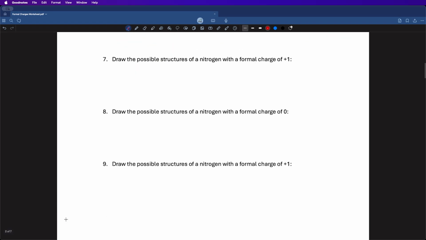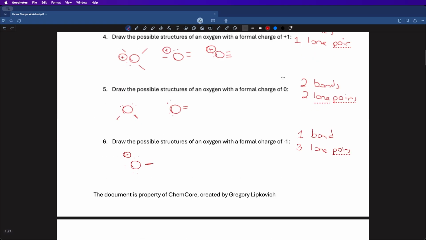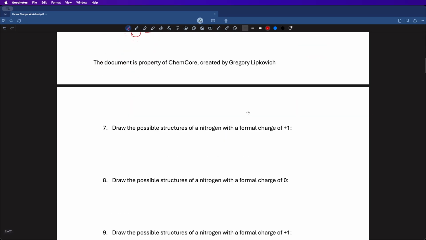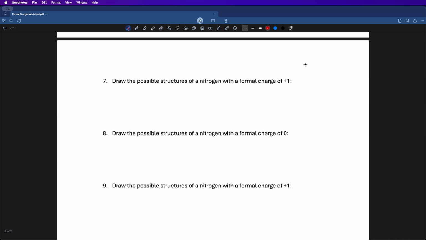The next question: draw the possible structures of a nitrogen with a formal charge of +1. According to our HONC mnemonic, if nitrogen had a formal charge of +1, it must have 1 more than it likes, which means it should have 4 bonds and 0 lone pairs.